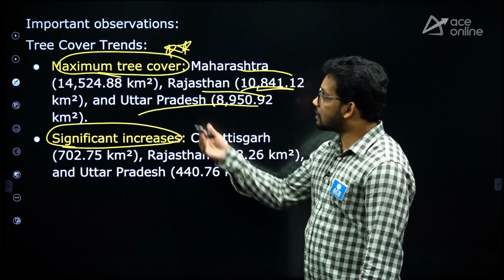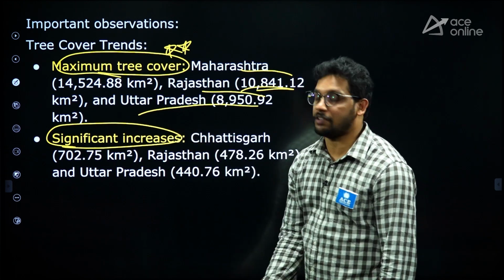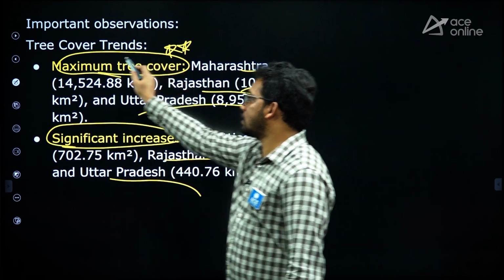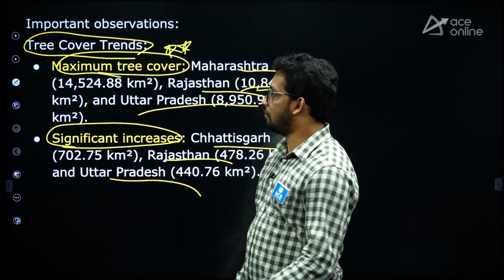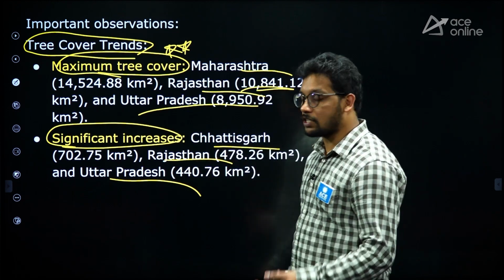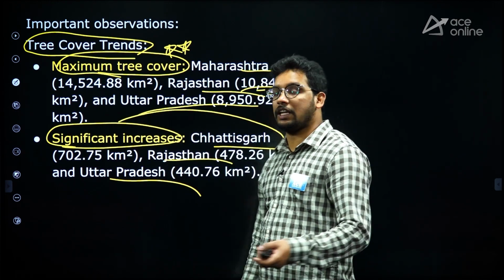Then we have significant increases. The highest increase of tree cover specifically is in Chhattisgarh, Rajasthan, Uttar Pradesh. So we are discussing the tree cover only, not the forest cover. So this is the maximum tree cover located. This is a significant increase. These are the top states which have increased their tree cover.